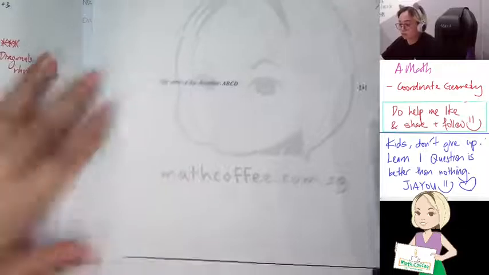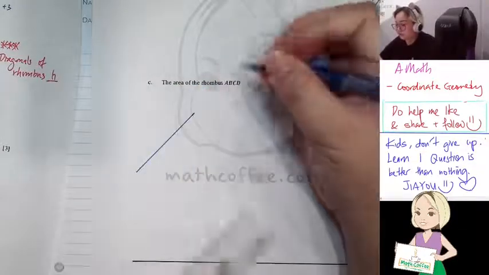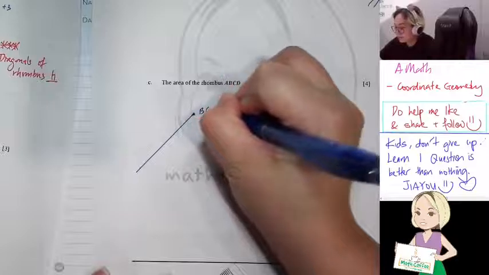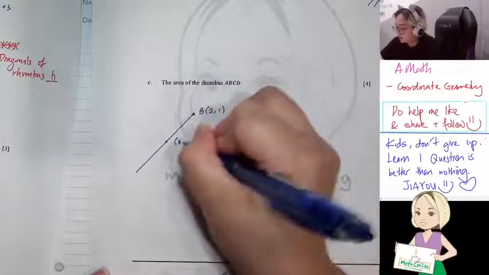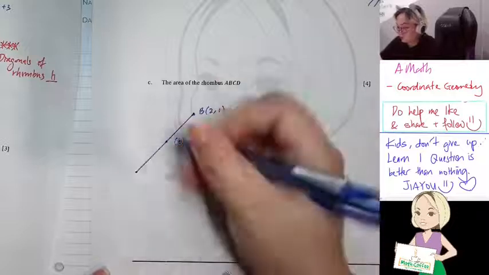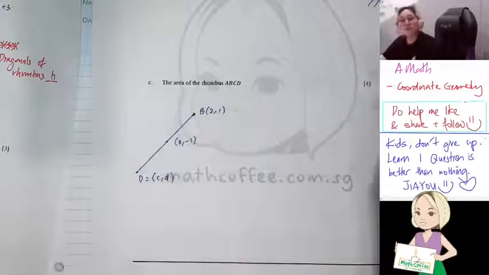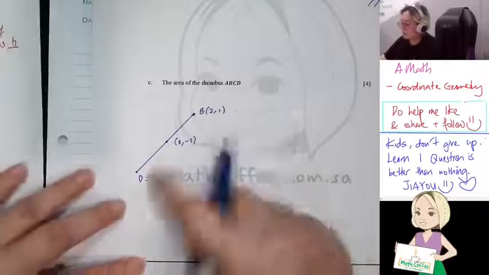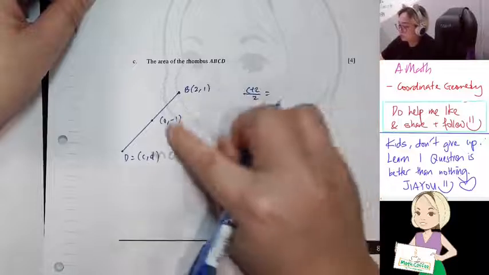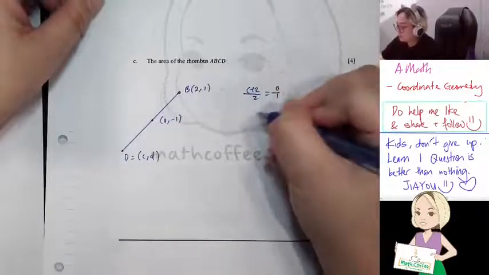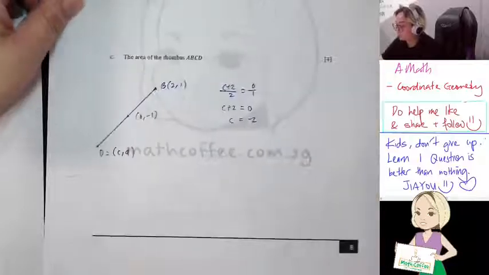So what I'm going to do is I'm going to draw my BD line again because I want to find the midpoint. So my B was (2, 1). My center, we have it, which is (0, -1), and this one is unknown. So I can use CD. So let's again find the point. Same thing, C plus 2 divided by 2 is equal to 0. So I have C plus 2 equals 0, C equals -2.